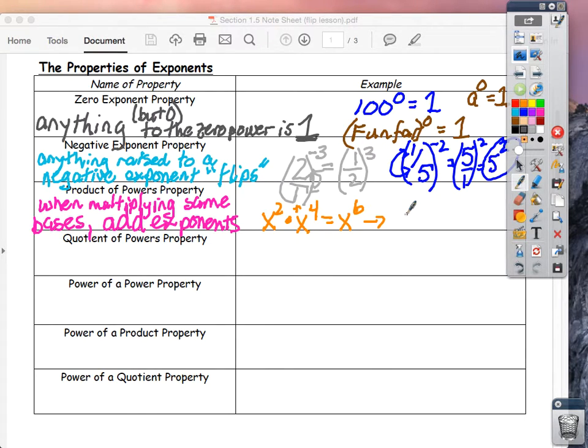And just to back you up on that, x squared, and then if we look at x to the 4th, isn't it 4 copies? So how many x's do you see? Let's count. 1, 2, 3, 4, 5, 6.